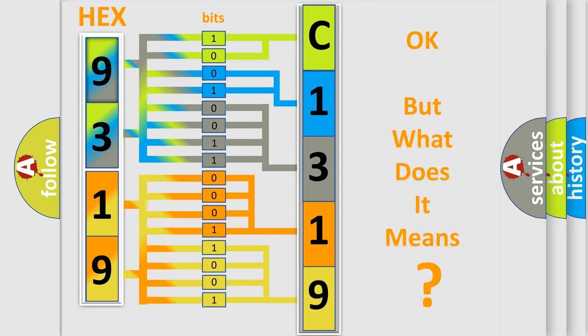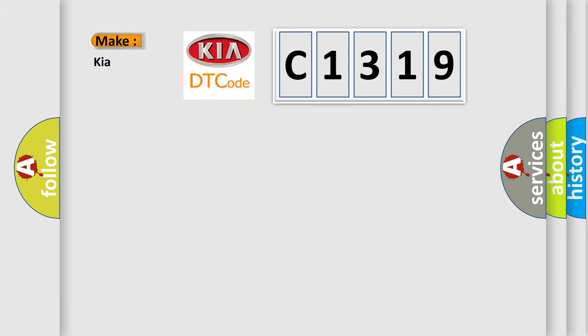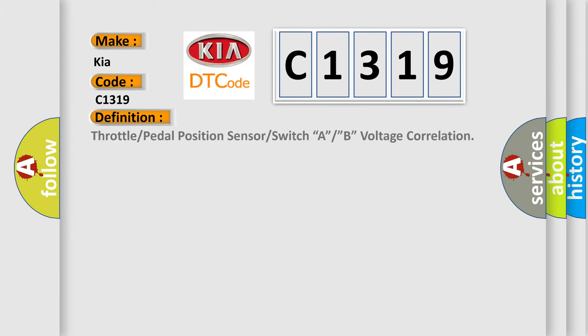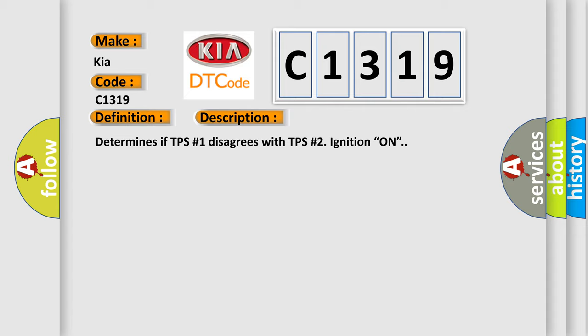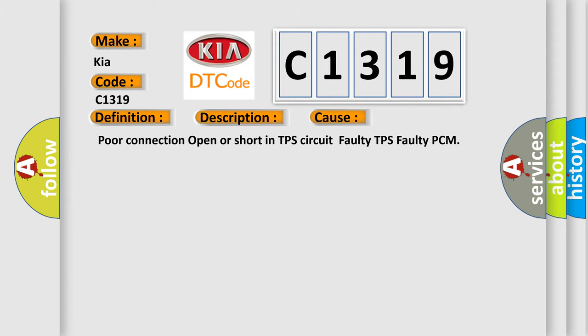The number itself does not make sense to us if we cannot assign information about it to what it actually expresses. So, what does the diagnostic trouble code C1319 interpret specifically for Kia car manufacturers? The basic definition is: throttle or pedal position sensor or switch A or B voltage correlation. And now this is a short description of this DTC code. Determines if TPS number 1 disagrees with TPS number 2 ignition on. This diagnostic error occurs most often in these cases: poor connection, open or short in TPS circuit, faulty TPS, faulty PCM.